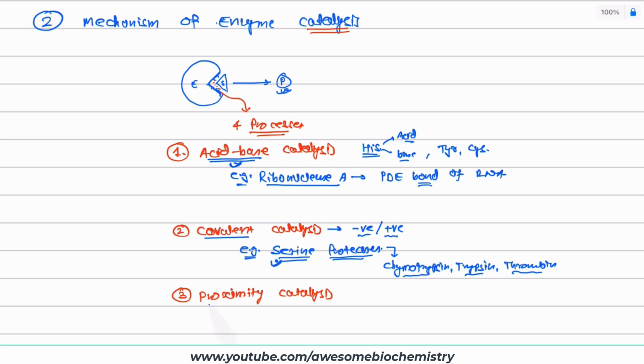The third is very interesting. It is proximity catalysis. See what happens whenever there are two or more substrates for any enzyme. So let's say this is the enzyme, this is the active site, and let's say this enzyme has two substrates, one substrate over here and a second substrate over here. So what happens? By just the presence of the enzyme, these two substrates are brought near to each other.